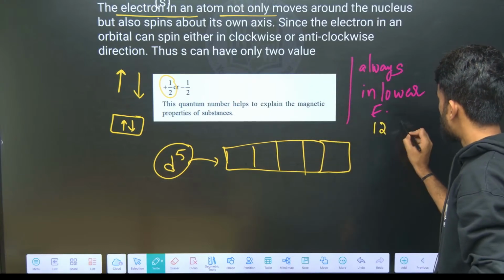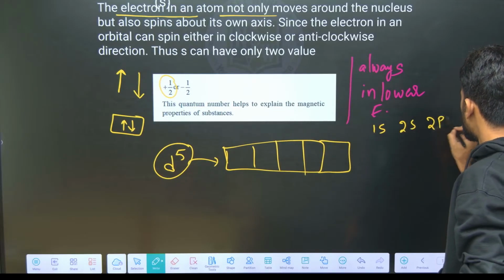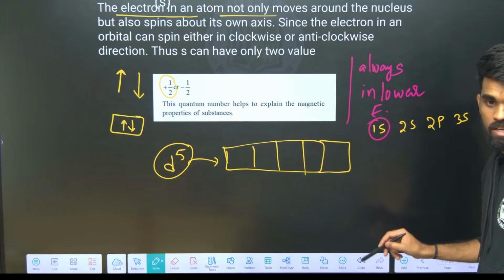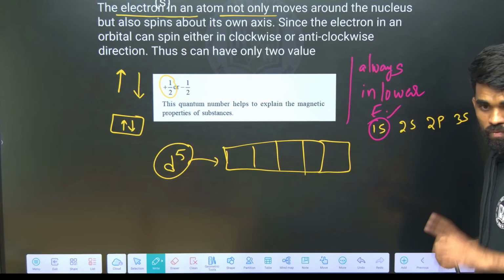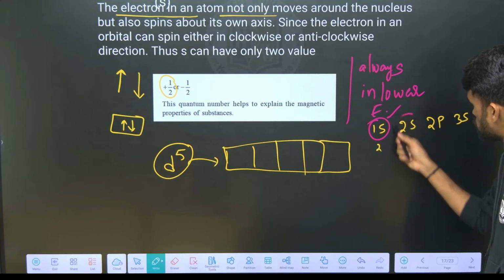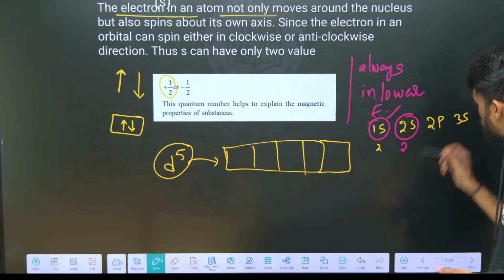So suppose I have 1s, 2s, 2p, 3s. Lower energy is which one? 1s. So first fill the electrons in this. How many orbitals do we have here? 1 orbital. So first fill the 2 electrons in this. After this, go to the next higher energy level. Again 2 electrons will be filled here.